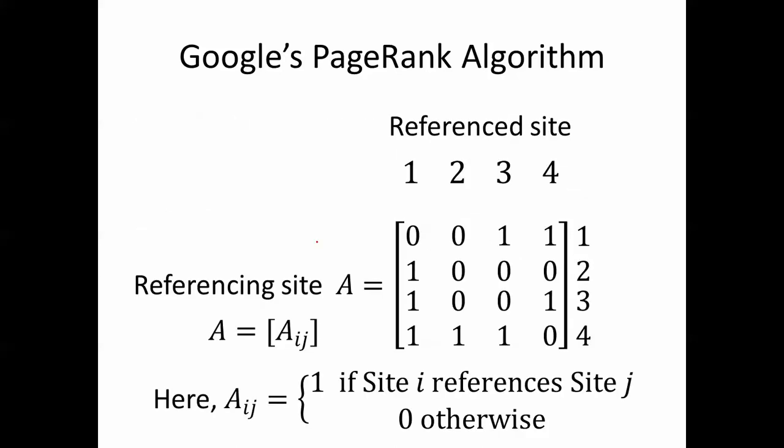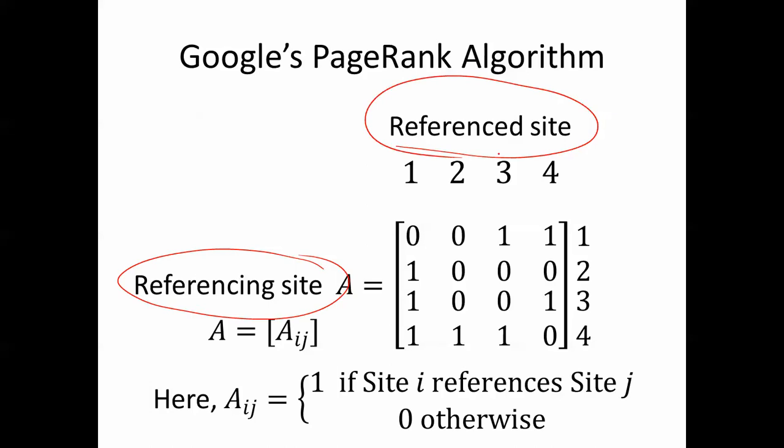Okay, so here, for example, let's say we do a search for, I don't know, Taylor Swift. So these are the referencing sites, and these are the sites that are referenced. Here, A sub ij is 1 if site i references site j and 0 otherwise. So we're going to look at which websites cite other websites.